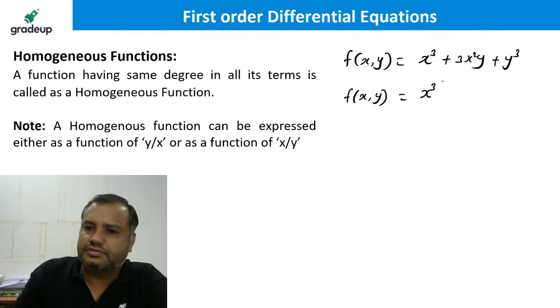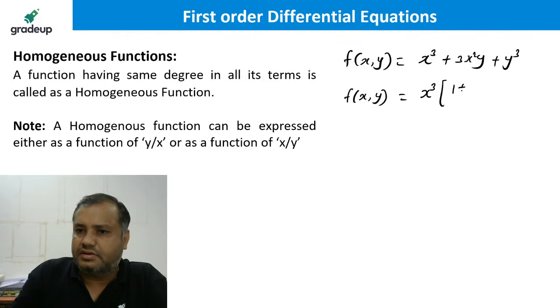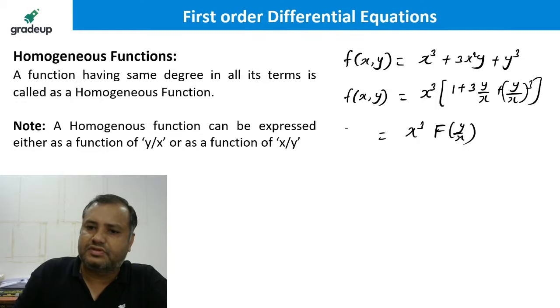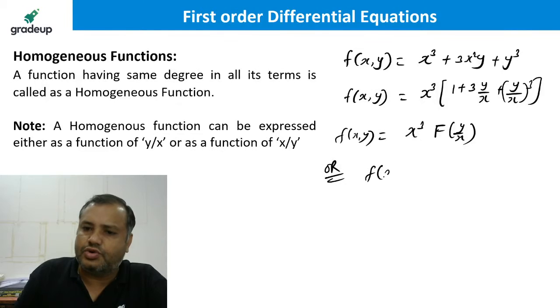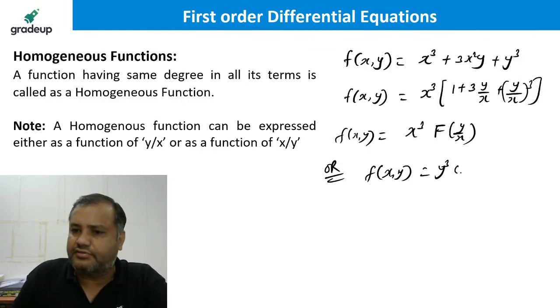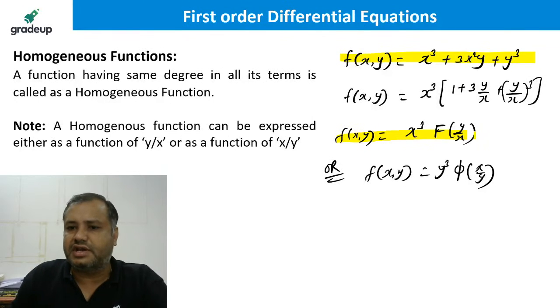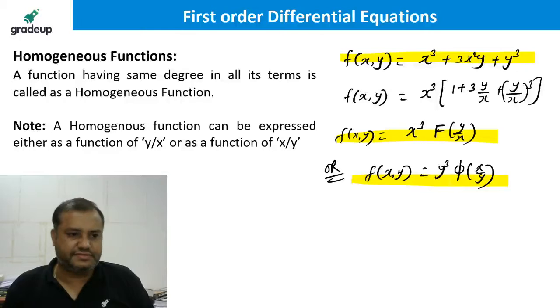So x cube out, 1, then 3 times y by x plus y upon x full cube. If you take x cube out, then this remaining function can be written as some function of y by x. Yes or no? Yes, sir. Similarly, if you would have taken y cube out, then the remaining function will be some function of x by y. So always remember that if you have a homogeneous function, it can be represented as a function of y by x or x by y.